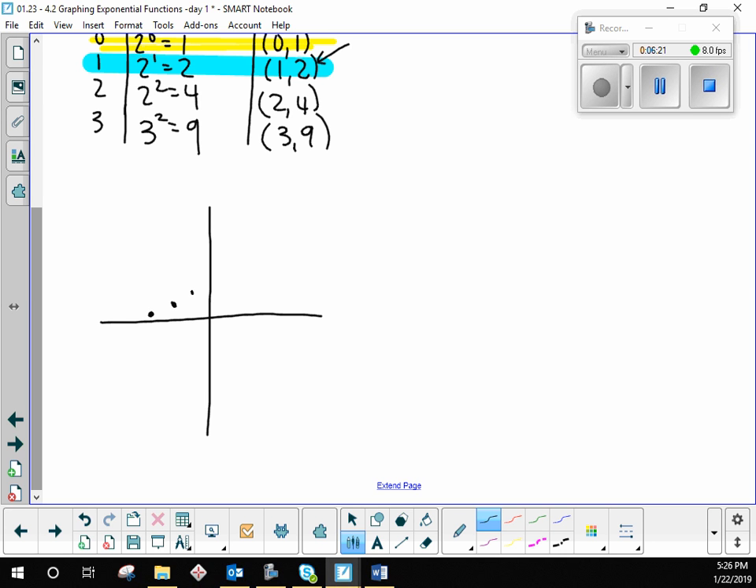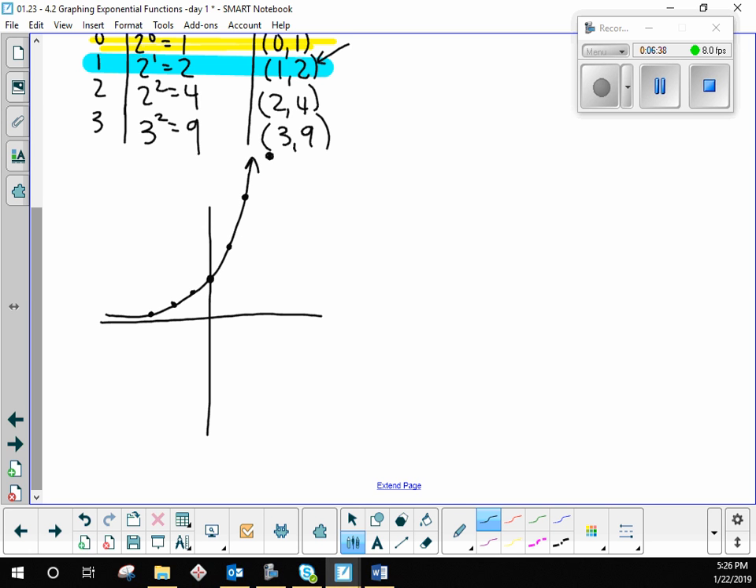Negative 1, 1/2 is a little bit higher. 0, 1. 1, 2. 2, 4. And 3, 8 is going to be way up here. So what happens is it increases slowly, slowly, slowly, and then boom, it just shoots up.